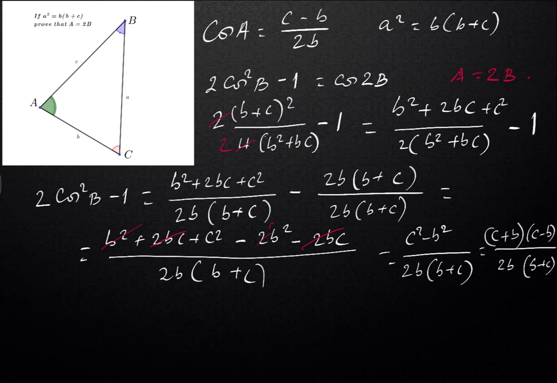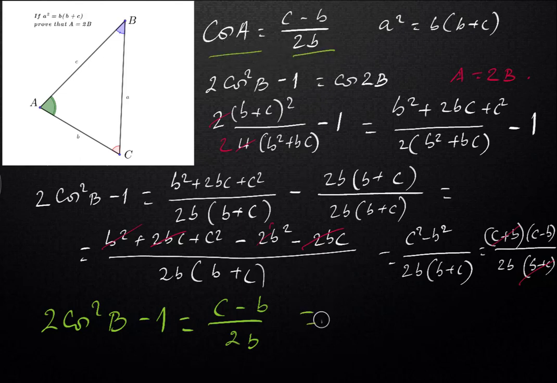We can simplify here, and we got that cosine 2B, or 2 cosine squared B minus 1, is equal to C minus B over 2B, which is the same value as cosine A. Therefore, A is equal to 2B.